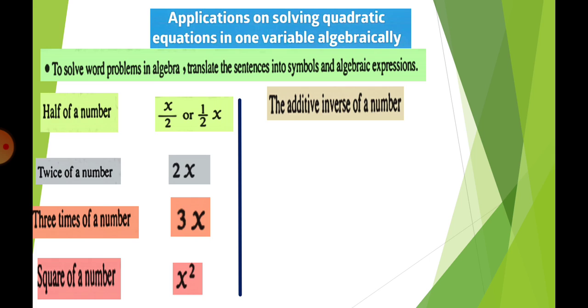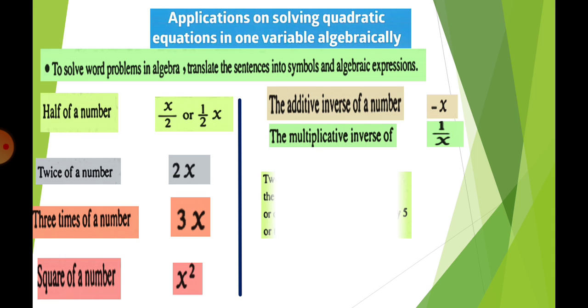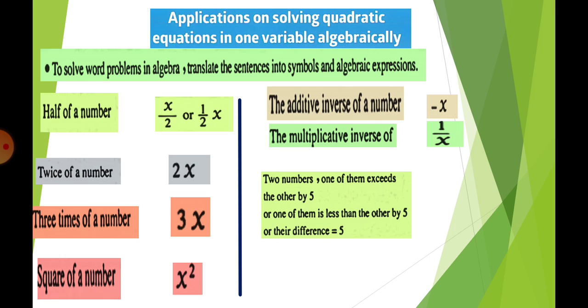The additive inverse of the number is negative x. What about the multiplicative inverse? 1 over x. If we have two numbers, one of them exceeds the other by 5, or one of them is less than the other by 5, or the difference between them is 5, all of this means the two numbers are x and x plus 5 or x minus 5.